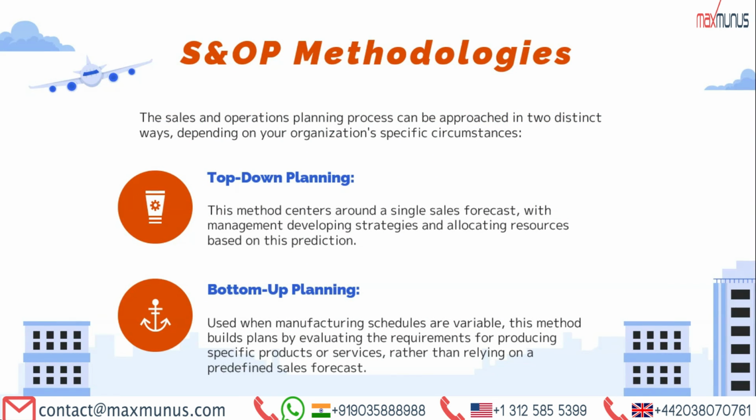Next we have Sales and Operations Planning Methodologies. The Sales and Operations Planning process can be approached in two distinct ways, depending on your organization's specific circumstance. First one we have top-down planning. This method centers around a single sales forecast, with management developing strategies and allocating resources based on this prediction. And the second one, bottom-up planning, used when manufacturing schedules are variable. This method builds plans by evaluating the requirements for producing specific products or services, rather than relying on a predefined sales forecast.